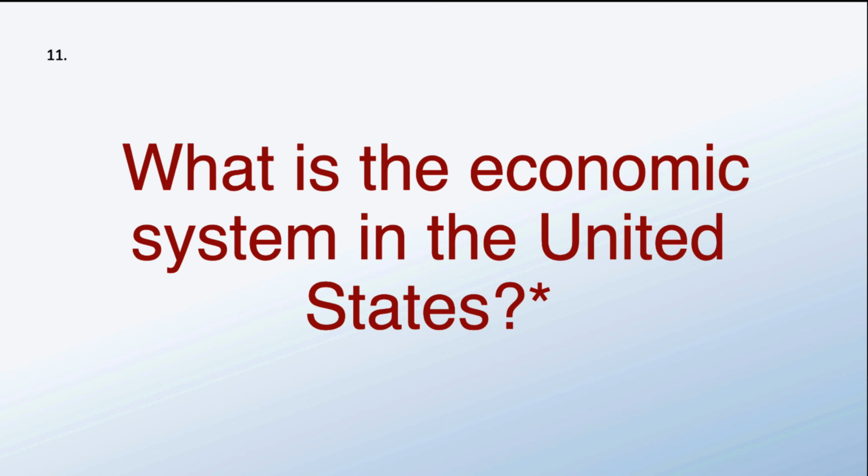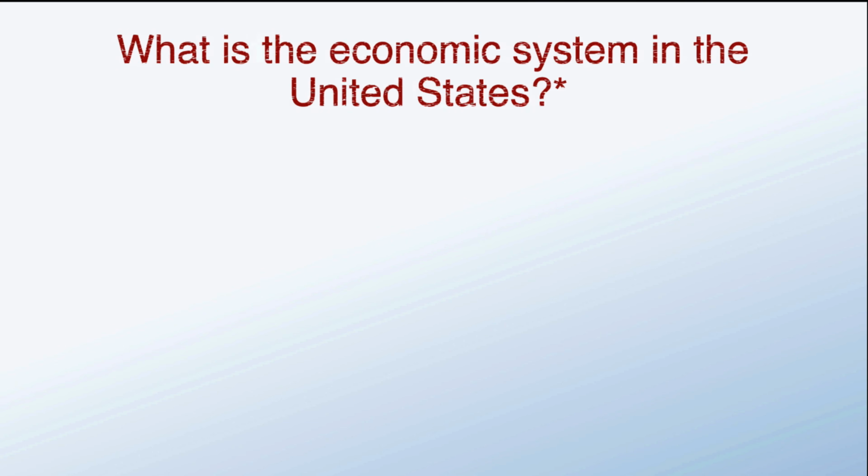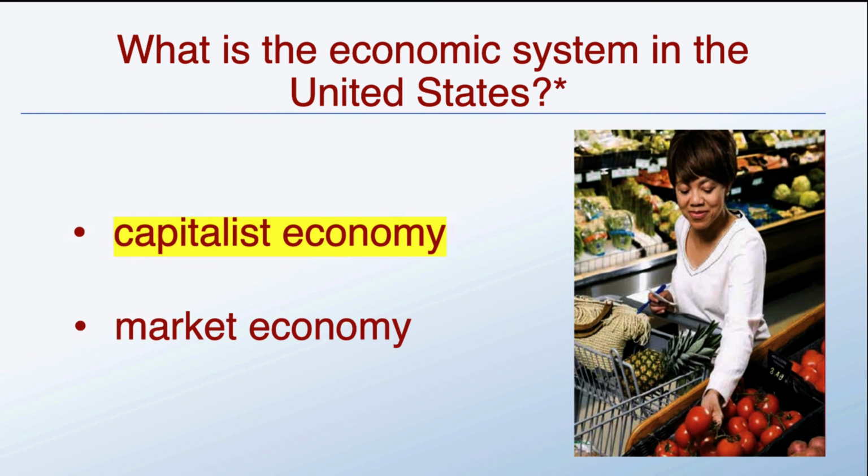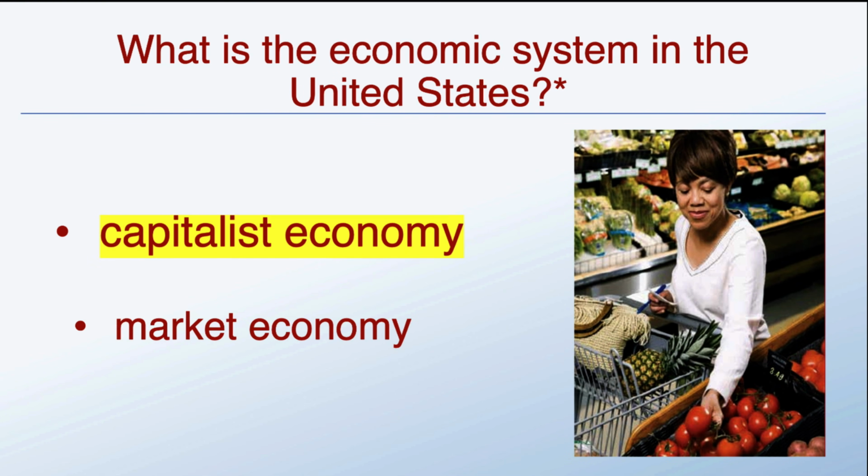What is the economic system in the United States? It's a capitalist economy. The other answer here is market economy, if that's easier to say, that's fine. Either answer is correct. Capitalist or market economy.